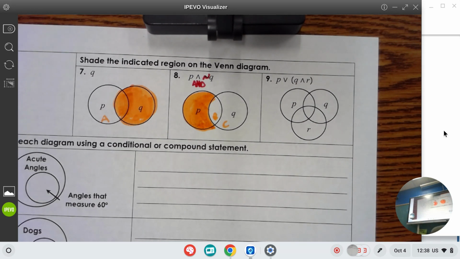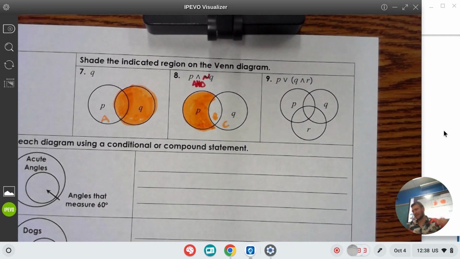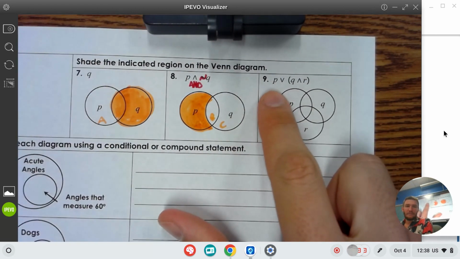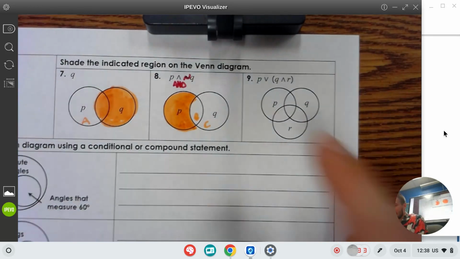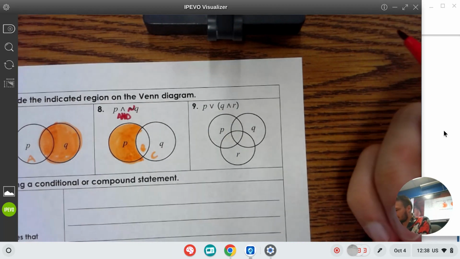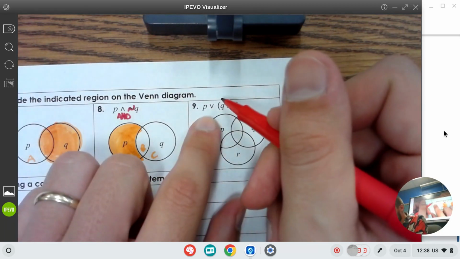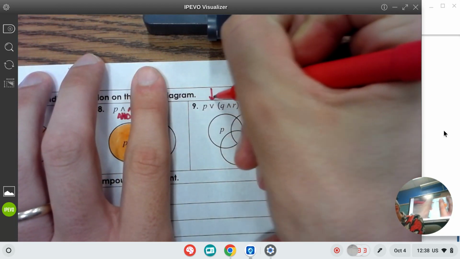We got one more. This one is obviously the craziest one, right? We got 3 circles, oh my gosh, and we've got P or parentheses Q and R parentheses. It's a little bit crazy, okay? Here's where I would start, okay? Let's start not inside the parentheses, right? This right here, this is like the middle.